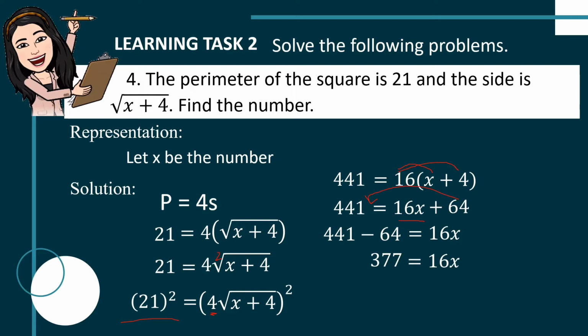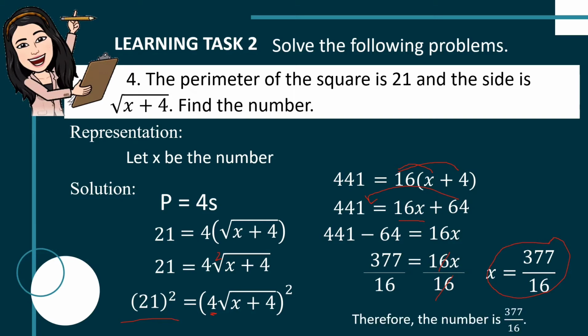Now, in order to solve for the value of x, we need to divide both sides by, very good, that is 16. Dividing both sides by 16, we can cancel. So, ang natira na lang ay x is equal to 377 over 16 or divided by 16. Kaya ba siyang i-simplify? Okay, hindi na po. So, therefore, this is our value of x. So, ito ba yung hinahanap natin? Yes, because we are looking for find the number. So, therefore, the number is 377 over 16.